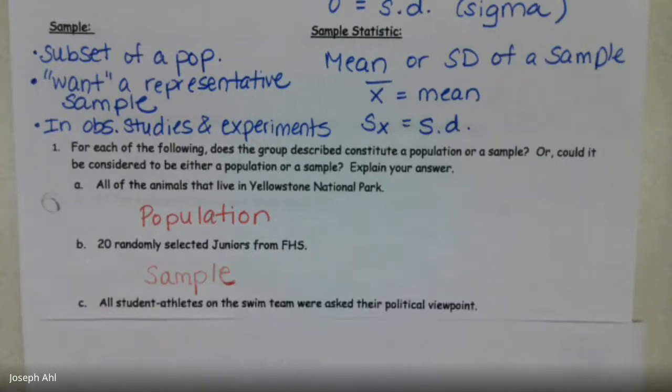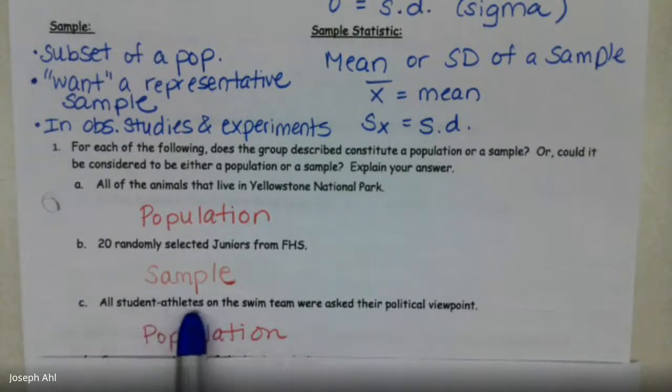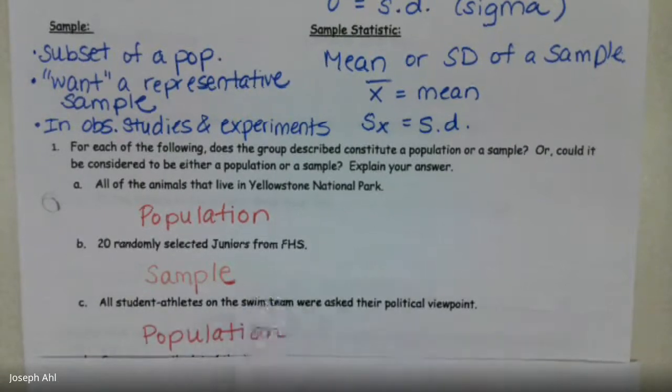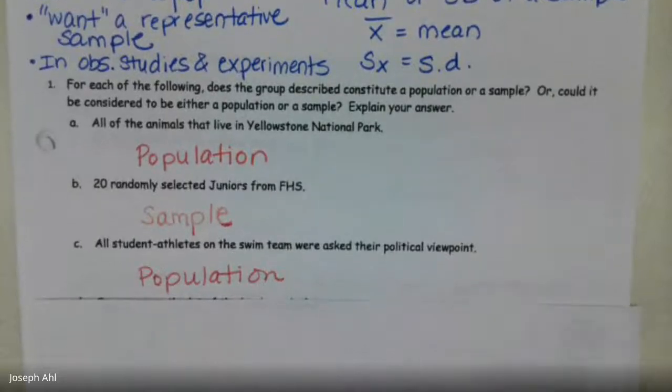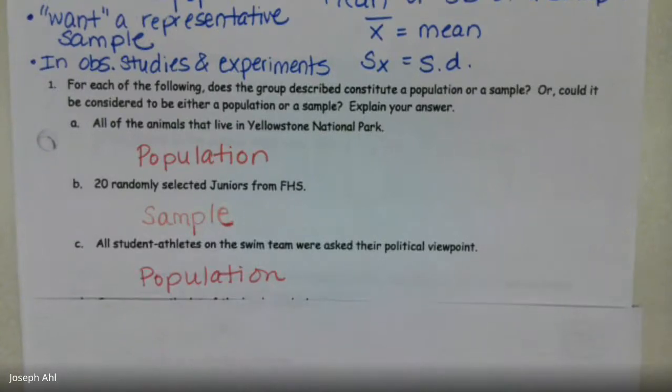All the student athletes on the swim team were asked their political viewpoint. In this case, because it's all of these athletes, I know it's just the swim team, so could you justify sample here? I think so. But because we got all of the athletes on a particular team, I would say we could also classify that as being a population.